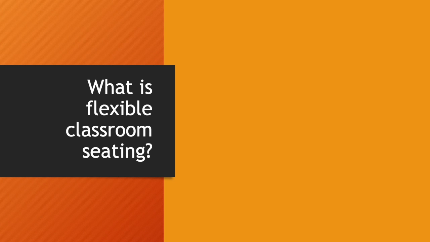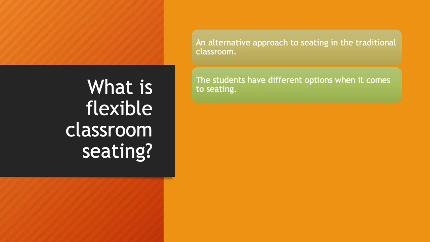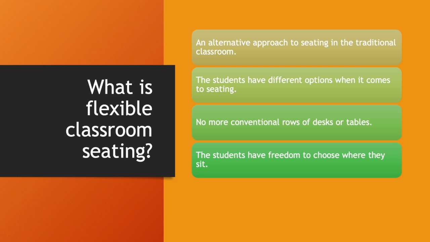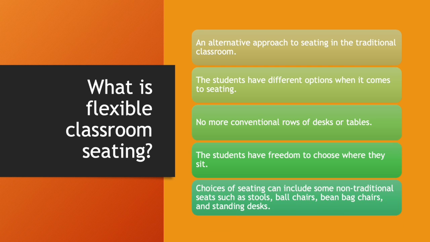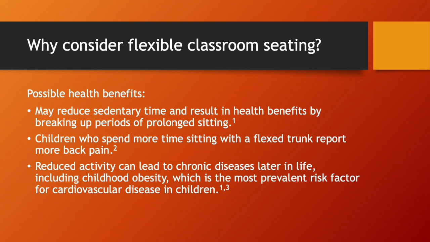What is flexible classroom seating? Well, it's basically an alternative approach to seating in the traditional classroom. The students have different options when it comes to seating choices. This may mean that there are no more conventional rows of desks or tables, and that the students have freedom to choose where they sit. Choices of seating can include some non-traditional seats such as stools, ball chairs, beanbag chairs, and standing desks.